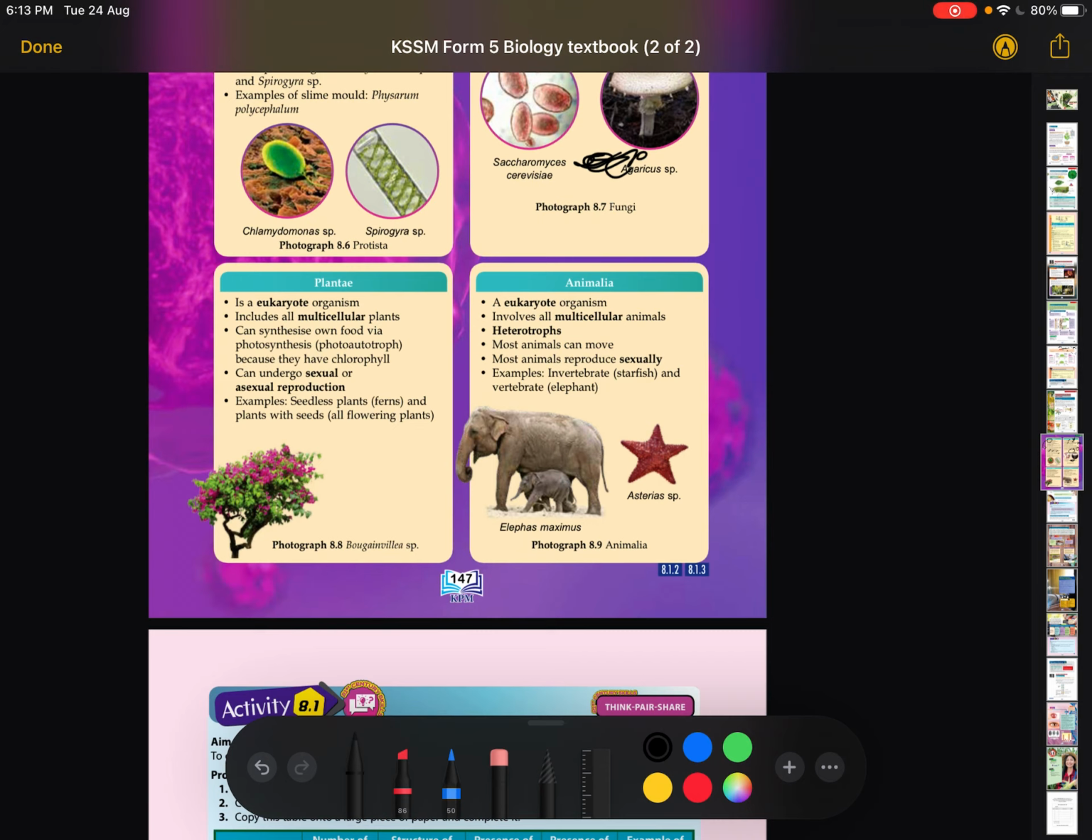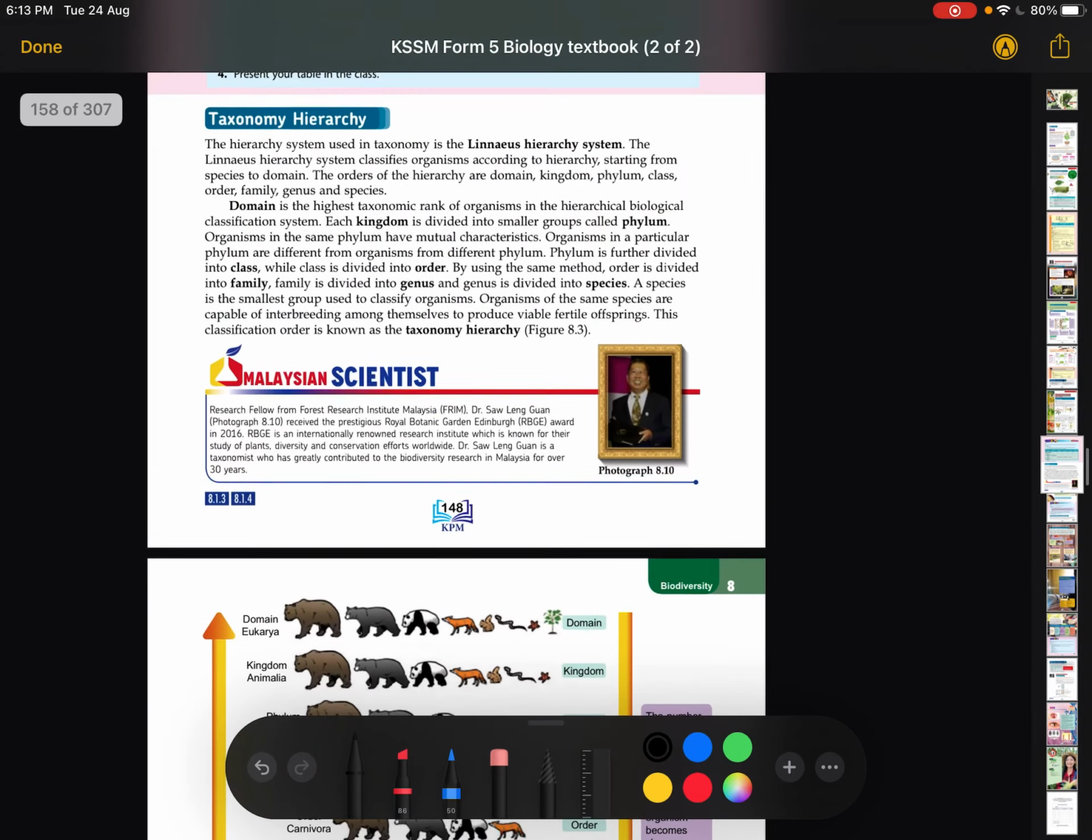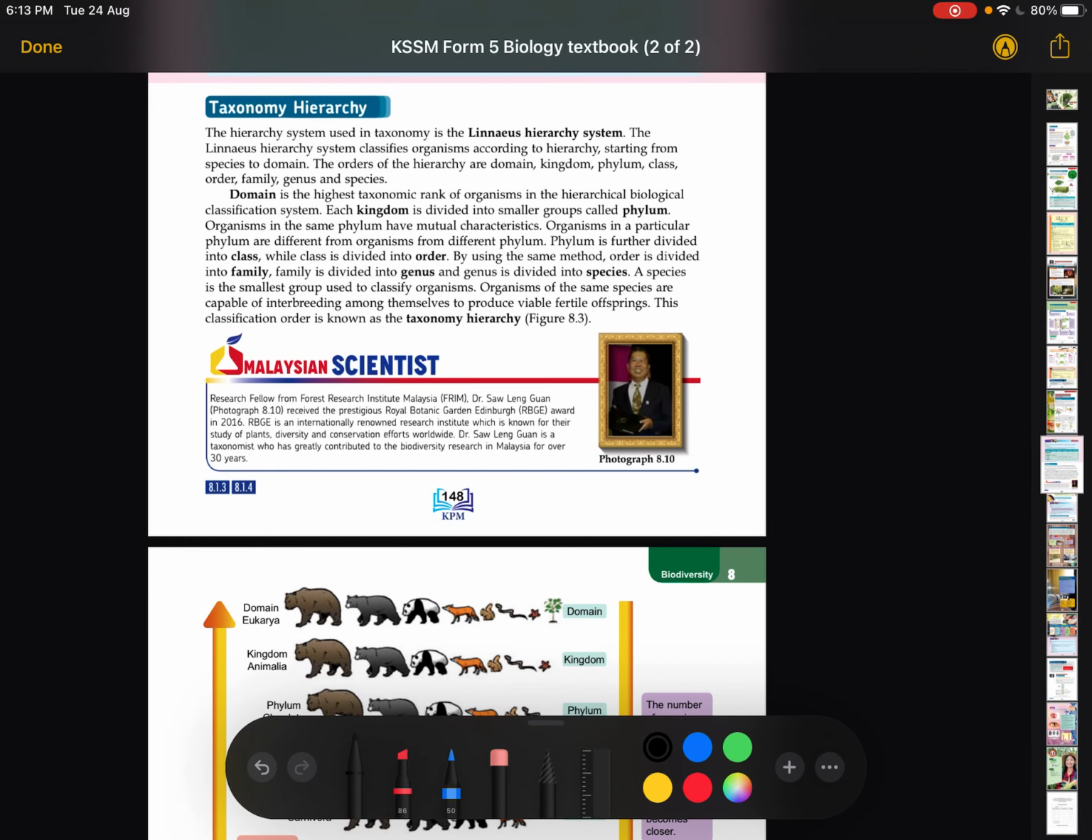Next is Plantae and Animalia. So Plantae, I'm sure these are all quite obvious lah. These are all something that you don't really need me to explain. We've learned about them a lot.